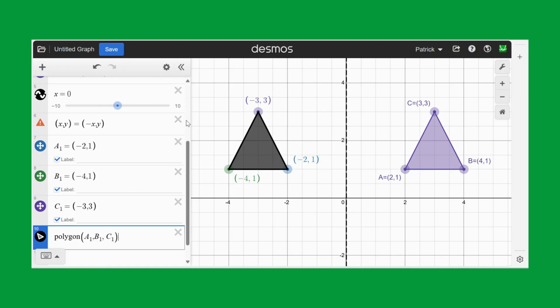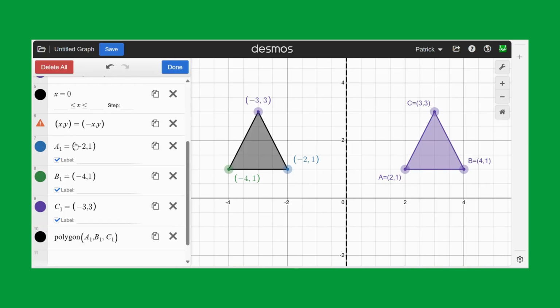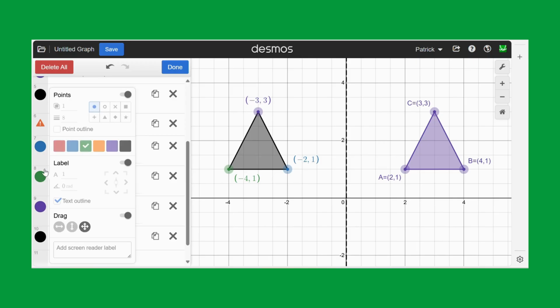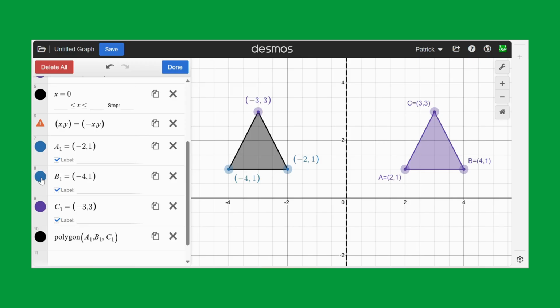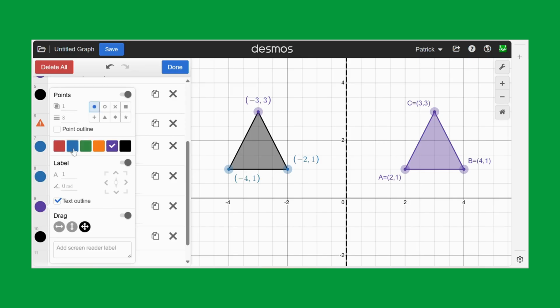You should see your triangle flipped horizontally across the y-axis, as if the y-axis were a mirror. Notice how the shape and size are the same, but the orientation is reversed.